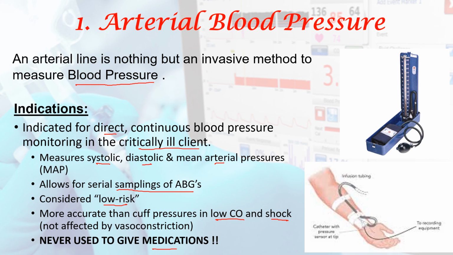Through this we can collect the systolic blood pressure, diastolic blood pressure and the mean arterial pressure. Similarly, certain critically ill patients need serial arterial blood gas analysis, so periodically we are supposed to take an arterial blood sample. Such patients are also an indication for an intra-arterial line. Also, it is a low risk procedure. Then, we get an accurate blood pressure when the patient is in shock or has low cardiac output. In such situations, intra-arterial blood pressure gives a real-time genuine reading. The thing we must make sure of is never to give medicines in the arterial line.